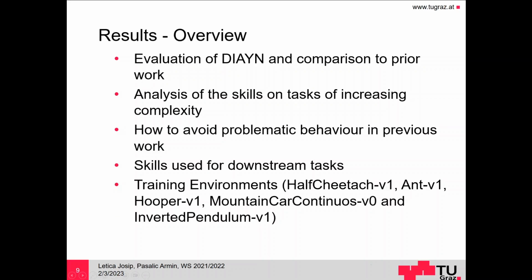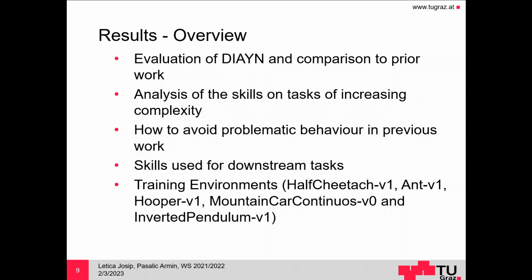And now we are coming to some results of this paper. We'll start with a short overview. In order to evaluate their approach and compare it to some prior work, they decided to conduct a few experiments. They started by analyzing the skills, first on some simple tasks and then some more complex tasks. So on tasks of increasing complexity, they are also able to show that their algorithm can cope with some problematic behavior that can be found in some previous work and previous algorithms. In the end, we will be able to see that skills that their algorithm is able to learn can be used for some downstream tasks.